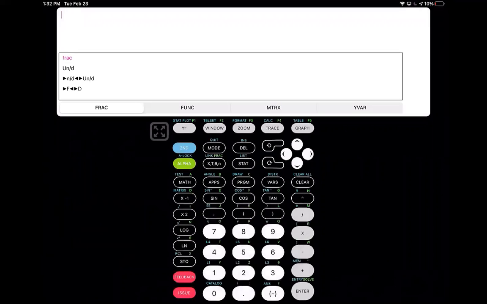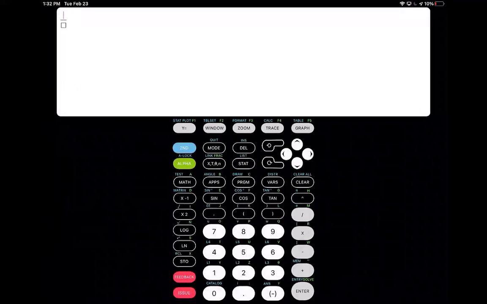Okay, so yeah, if you hit alpha y equals and enter, it'll bring up that fraction for you. Then you can just type in natural log of 7, close your parentheses, plus the natural log of 3, and then move to your denominator.